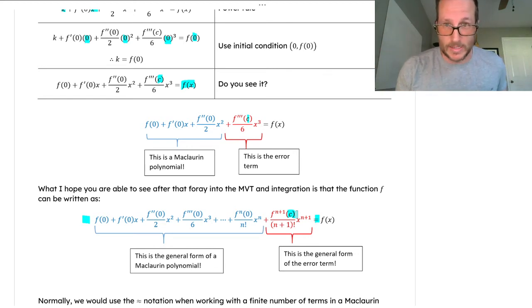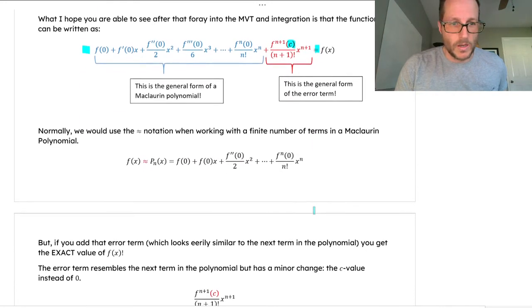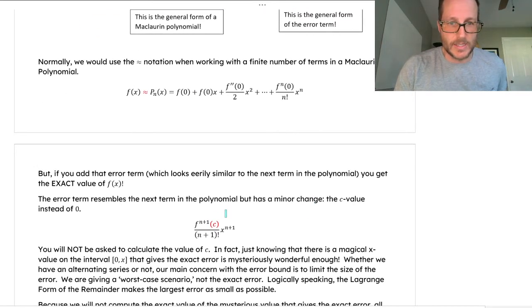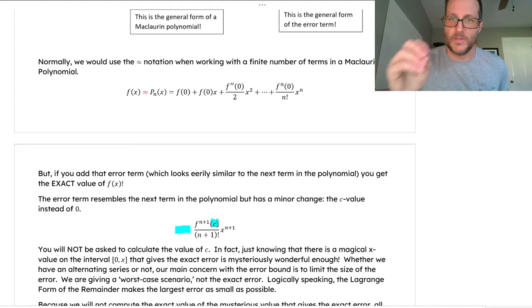Now, we don't want the exact error. We're not going to be asked for the exact error. So we're gonna fudge it a little bit. So what we're trying to do is look at this error term, right? It looks like the next term in the series, in the Maclaurin polynomial, with one twist: the c value instead of the center being 0, okay? So f of x is approximately this nth degree polynomial, but if you add this magical error term, you get exactly the function value. So we're not going to ever be asked to figure out what the value of c is. We're not going to be ever asked to figure out what the exact error is. We're going to be asked to limit the size of the error.